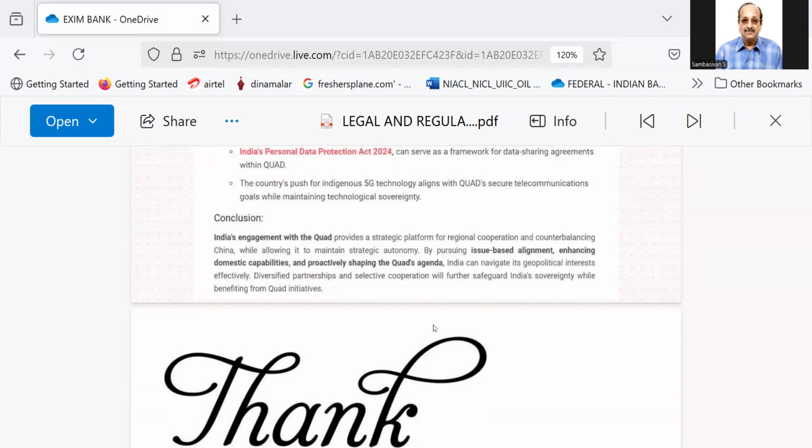Conclusion, it is given: India's engagement with the Quad provides a strategic platform for regional cooperation and counterbalancing China, while allowing it to maintain strategic autonomy by pursuing issue-based alignment, enhancing domestic capabilities, and proactively shaping the Quad's agenda. India can navigate its geopolitical interests effectively. Diversified partnerships and selective cooperation will further safeguard India's sovereignty while benefiting from Quad initiatives.